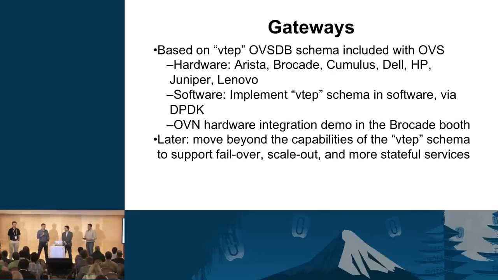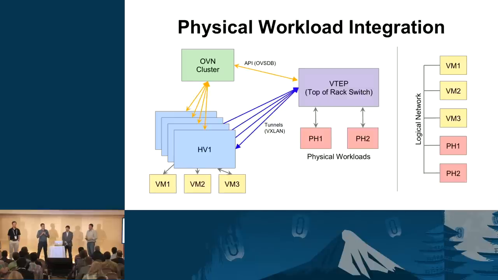I'll talk a little bit about the capabilities of the VTEP, but right now they're fairly slim. They're basically about getting traffic in and out from physical space to logical space and vice versa. But I think we'll probably have to move beyond that going forward because there are going to be requirements around L3. Well, actually, L3 is in there, but we need to do scale out and failover and additional stateful services, and we need to continue to work with vendors to add support for those features as well. But that's underway.